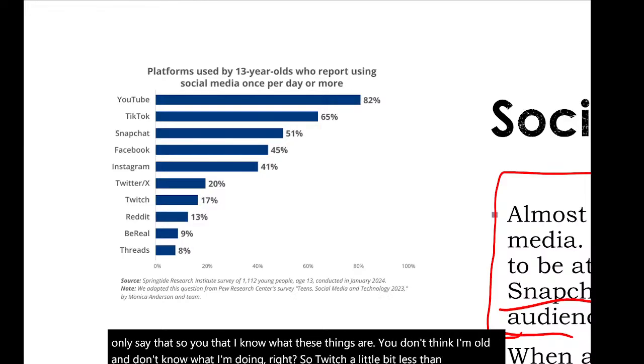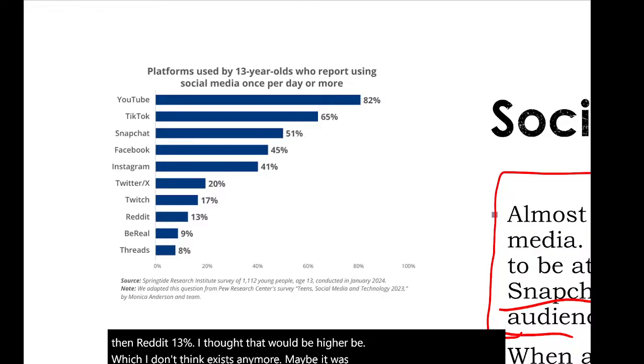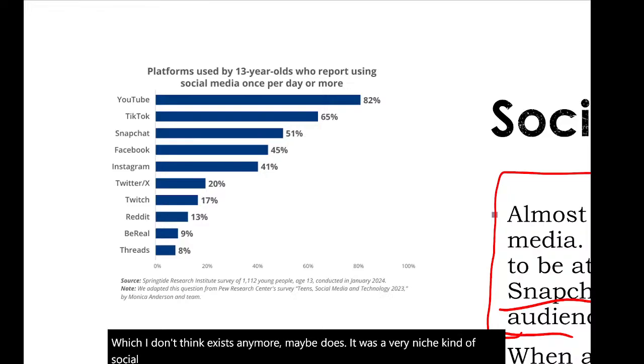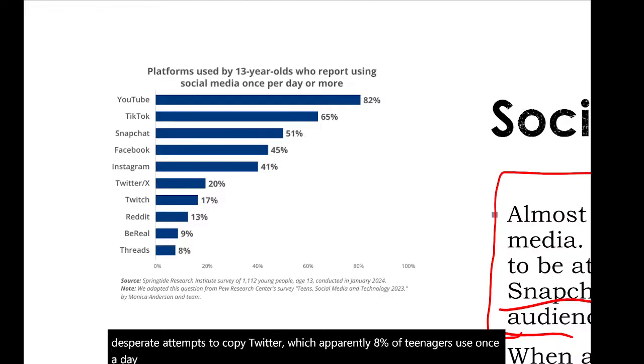And then Reddit, 13%. I thought that one would be higher. BeReal, which I don't think exists anymore. Maybe it does. It was a very niche social media platform a few years ago where you're supposed to take pictures or videos of your real life, so you would be real. It was dumb, but apparently 9% of teenagers in 2024 liked it. And then Threads, Facebook's desperate attempt to copy Twitter, which apparently 8% of teenagers use once a day or more. Maybe they're lying. I don't know.